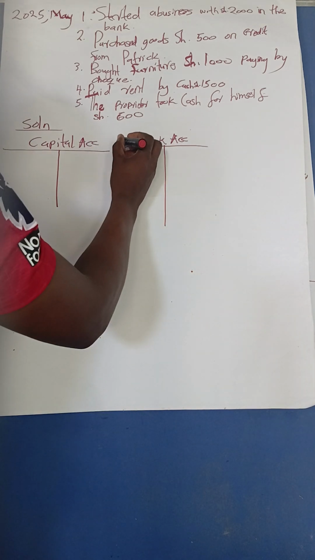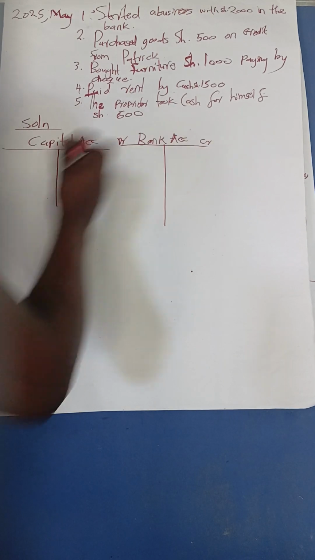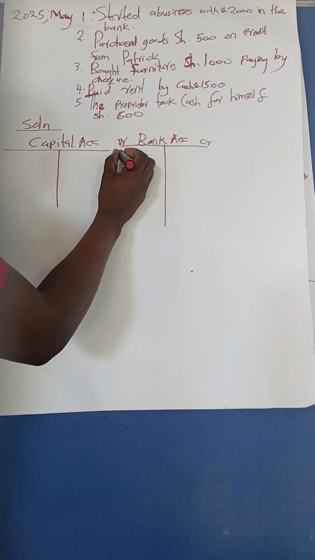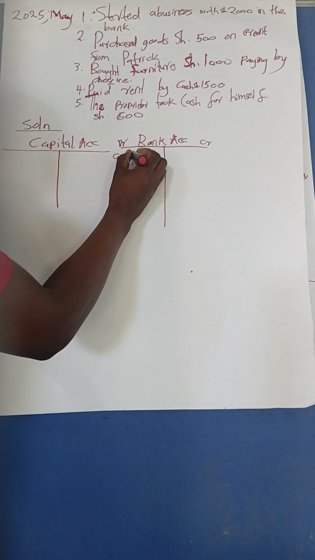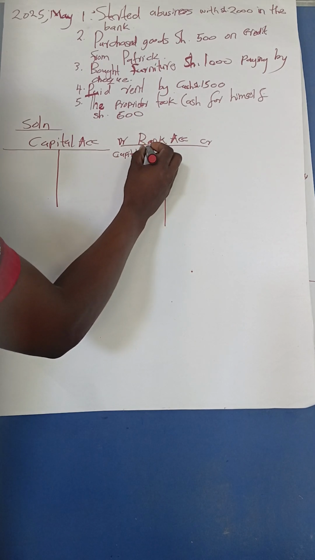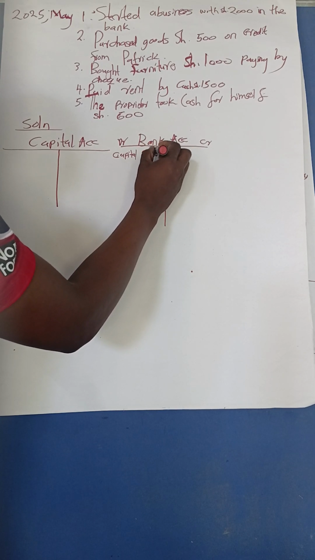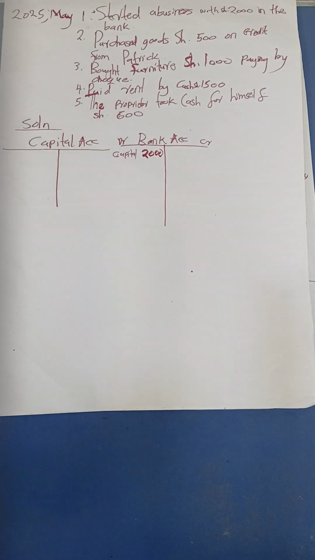So I will come and write, this is the DR side, this is the CR side. I will come and record here capital. The amount that was in the bank was capital, amount 2,000. That way, I have posted well in the bank account.